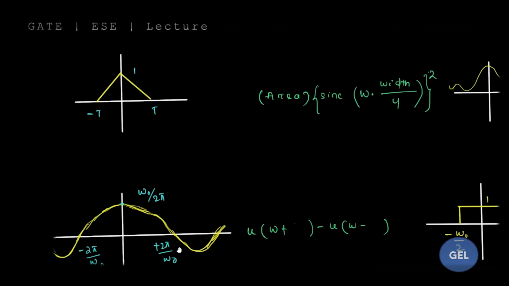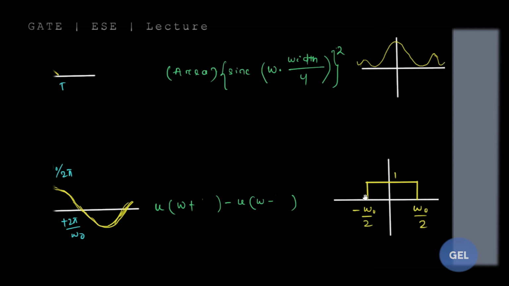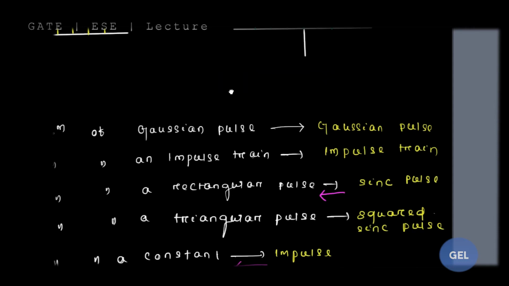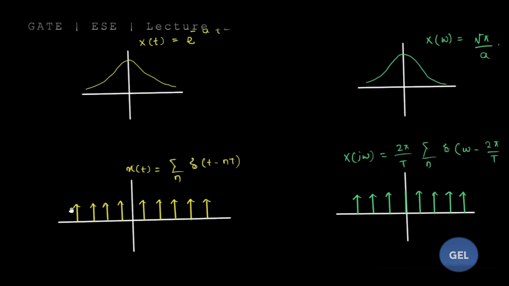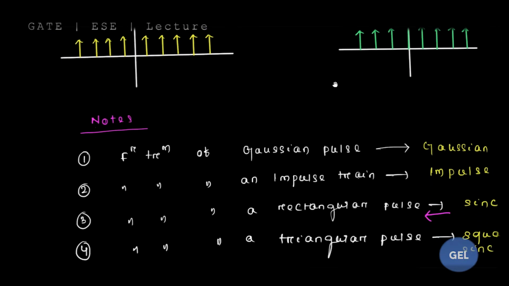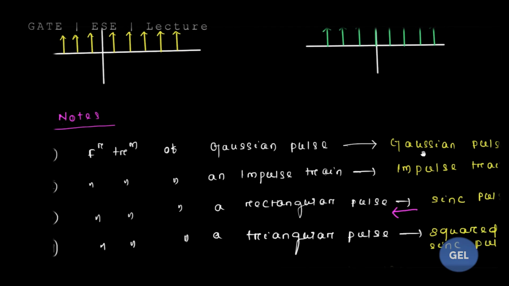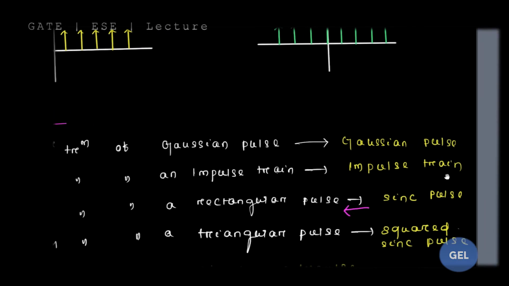Okay, what will be the Fourier transform of a Sinc function? That will be nothing but a rectangular function. Okay, what is the Fourier transform of a Gaussian pulse? Gaussian pulse Fourier transform will be the same Gaussian pulse. And what is the Fourier transform of a train of impulses? That will be the same train of impulses. So please remember, Fourier transform of a Gaussian pulse is a Gaussian pulse. Fourier transform of an impulse train is the same impulse train.